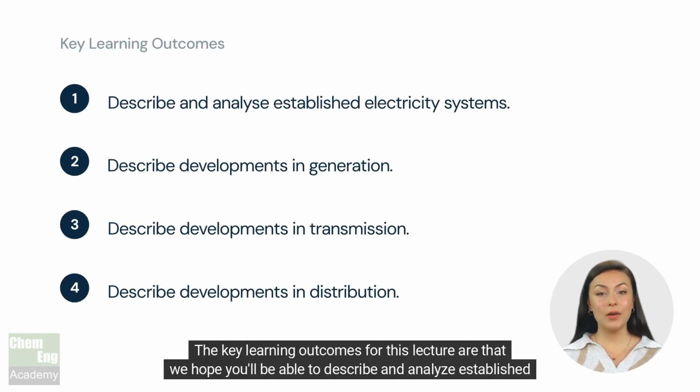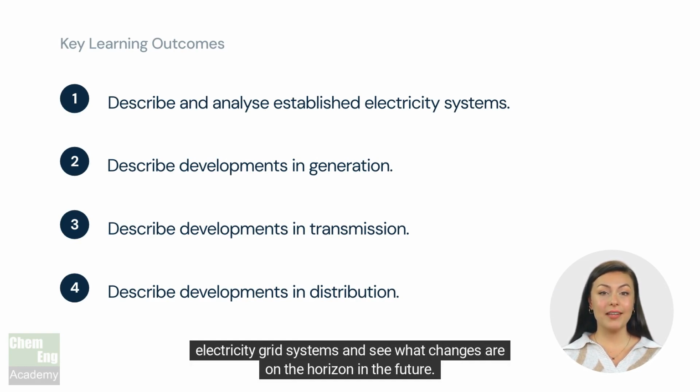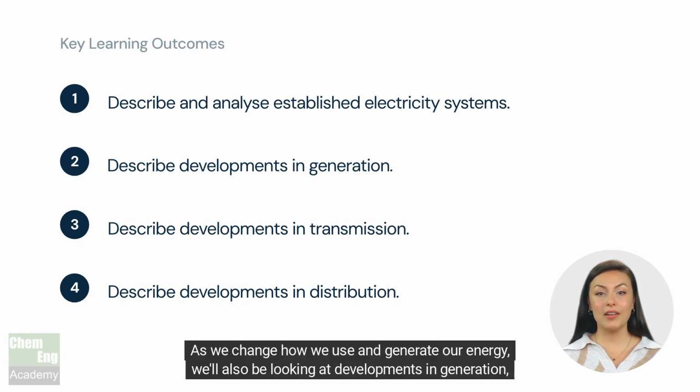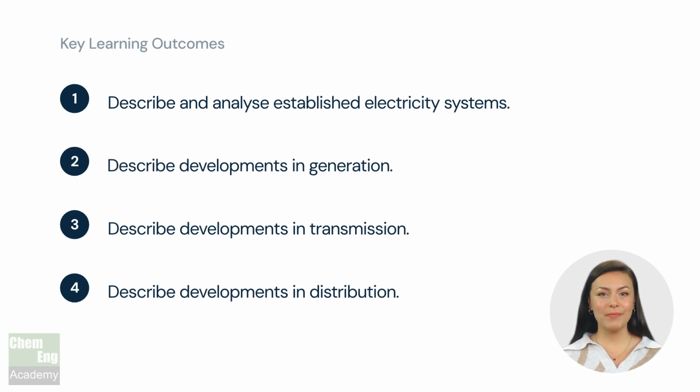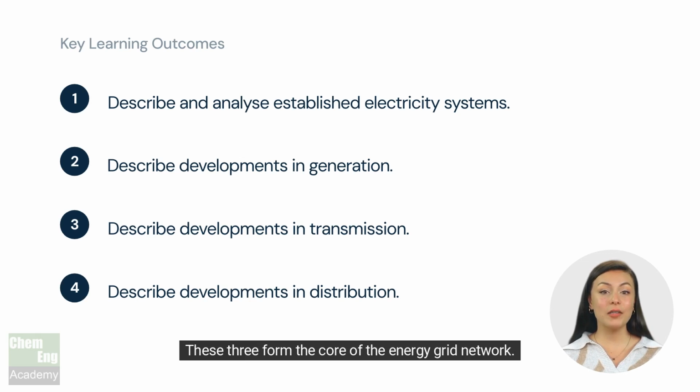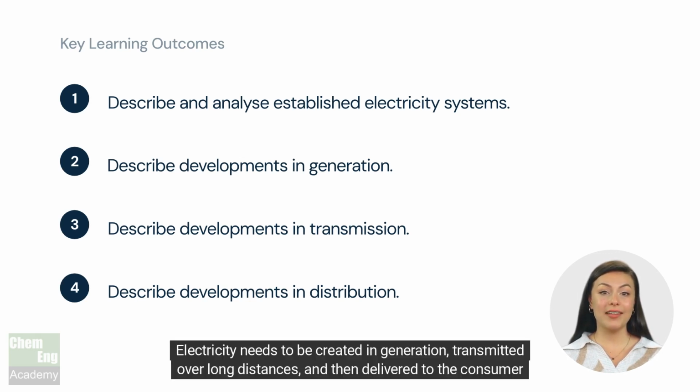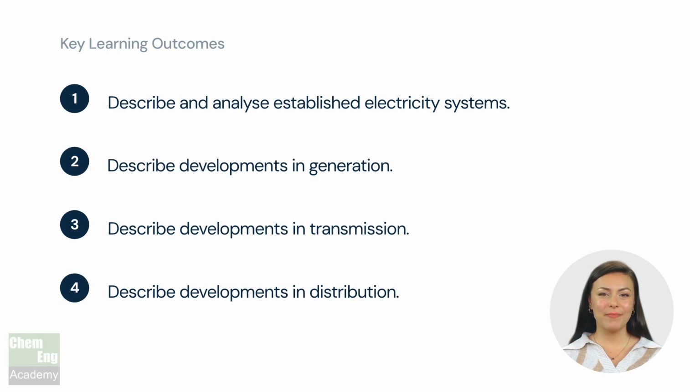The key learning outcomes for this lecture are that we hope you'll be able to describe and analyze established electricity grid systems and see what changes are on the horizon in the future. As we change how we use and generate our energy, we'll also be looking at developments in generation, transmission and distribution. These three form the core of the energy grid network. Electricity needs to be created in generation, transmitted over long distances, and then delivered to the consumer in local distribution.